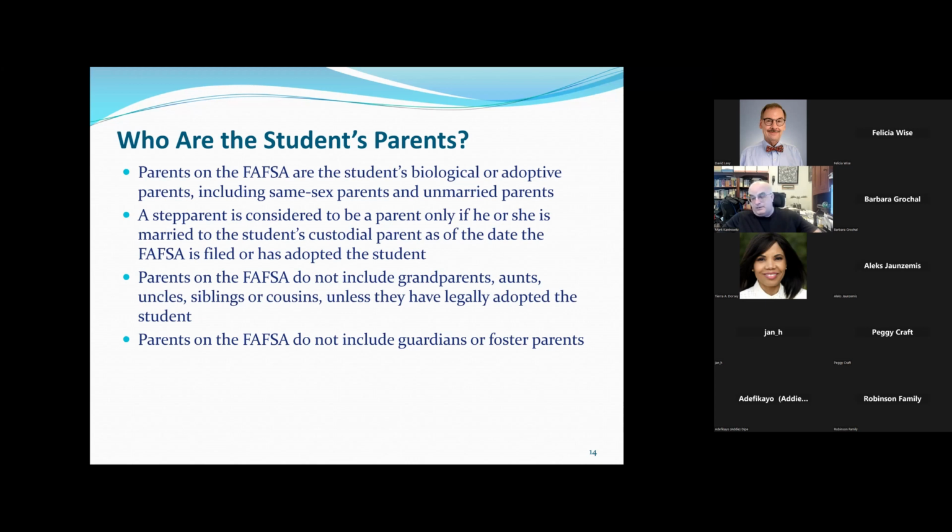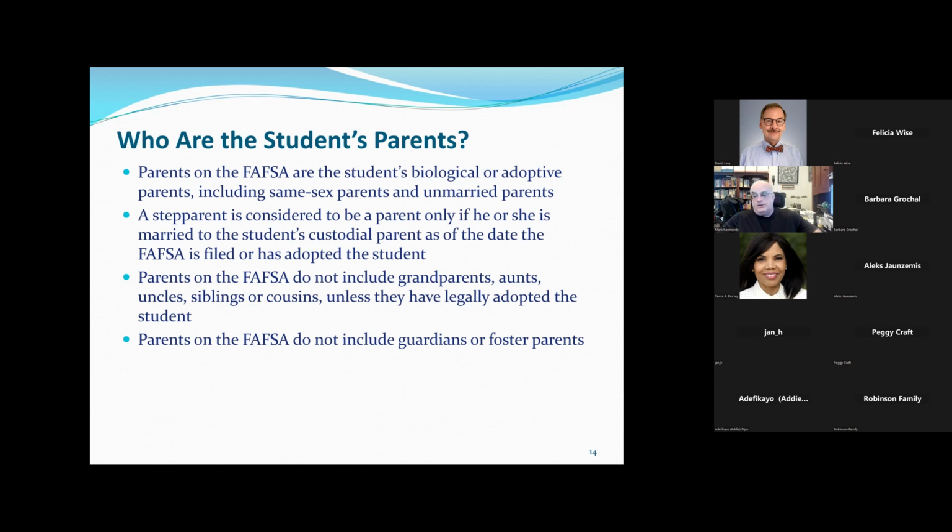A step-parent is considered to be a parent on the FAFSA only for as long as they are married to the student's custodial parent. Custodial parent refers to the parent who is responsible for completing the FAFSA, and it's not necessarily the same as the parent who has legal custody. Now, if this custodial parent dies, or the step-parent gets divorced, the step-parent is no longer considered to be a parent on the FAFSA unless they have legally adopted the student.